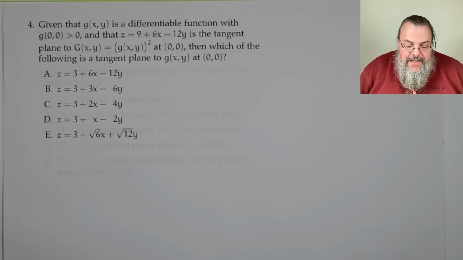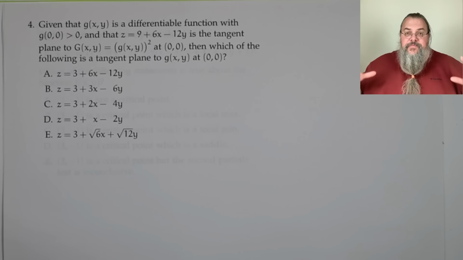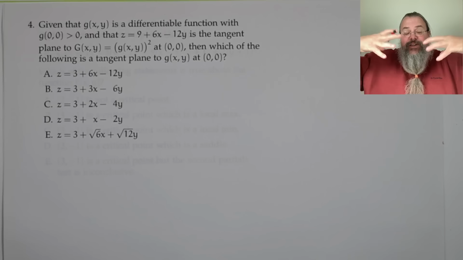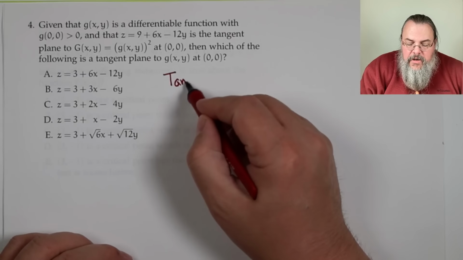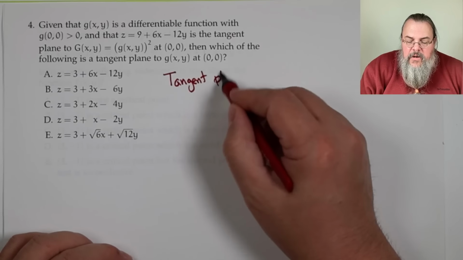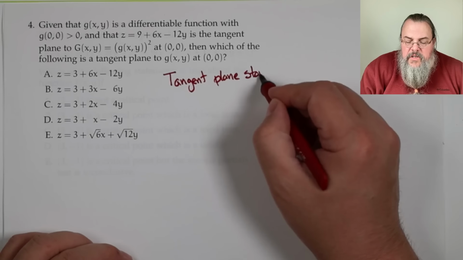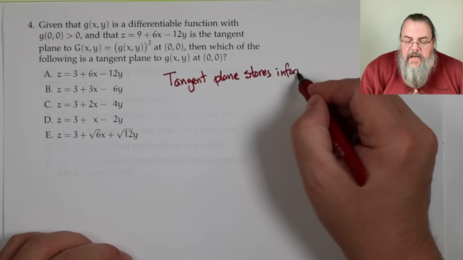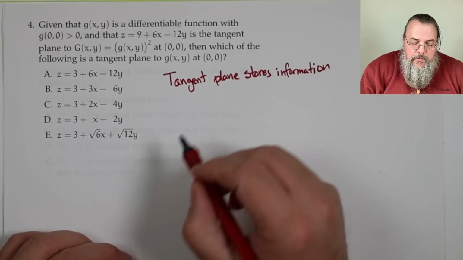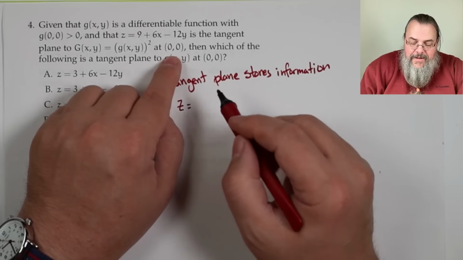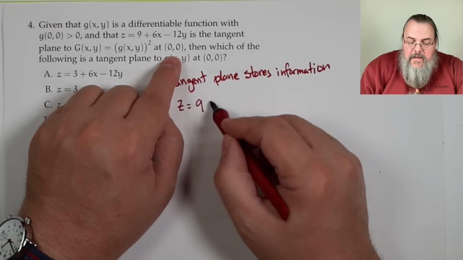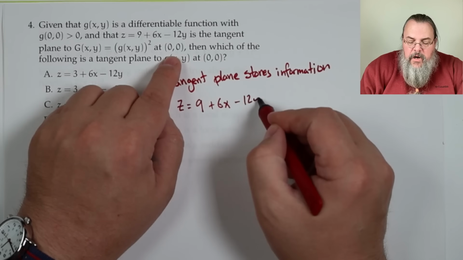Interesting. Okay, all right, now, let's talk about what we know. When we talk about tangent planes, we say tangent planes are storing information. So, what does a tangent plane store? In particular, it stores information about the function and about derivatives. So, when we write down that z is equal, and we're going to take advantage of the fact that we're at 0, 0, z is equal to 9 plus 6x minus 12y.